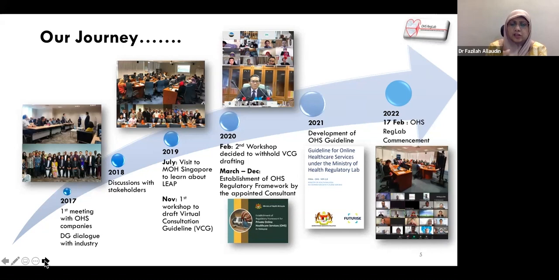So we had industry dialogue and a lot of discussions. Our team even visited the LEAP program in Singapore. Singapore is quite ahead of us in coming up with a regulatory lab. Then we did a lot of workshops, and then we had a consultancy, and we came up with an online health services regulatory framework by the appointed consultant. Dr. Zaman will present that afterwards.